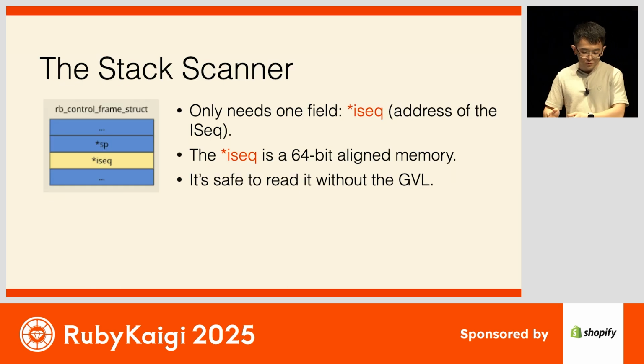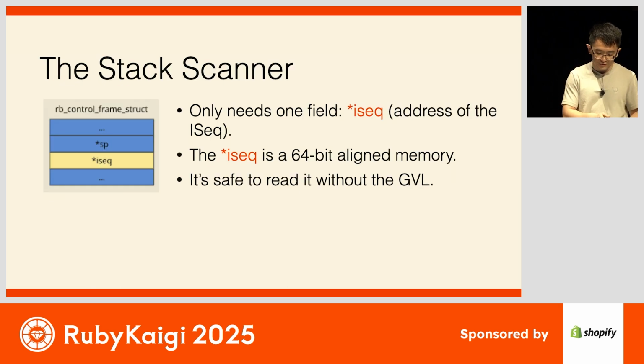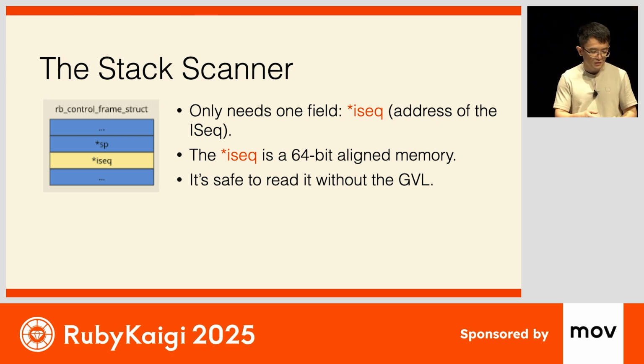After we know this, we can check the SDB stack scanner. Actually, a stack scanner only depends on one single field, which is ISEQ. It holds the address of the iseq structure. You can consider this structure as the internal representation of the Ruby methods, for simplicity. And the ISEQ field is a 64-bit aligned memory. That means we can read it safely without any lock, without the GVL. So that's the foundation of why we can read the stack without the GVL.